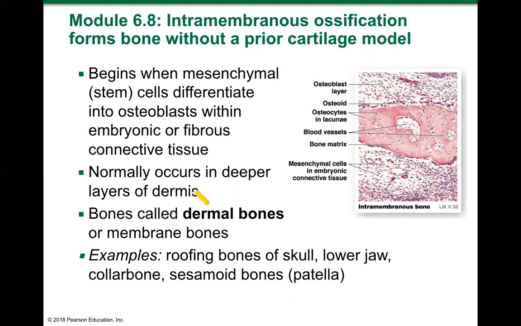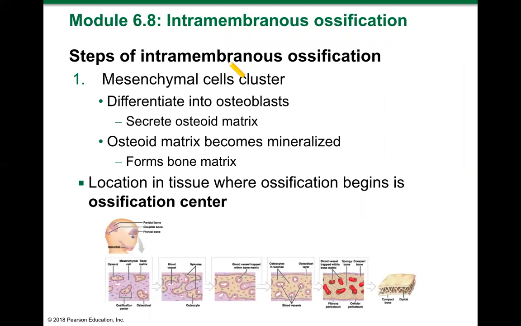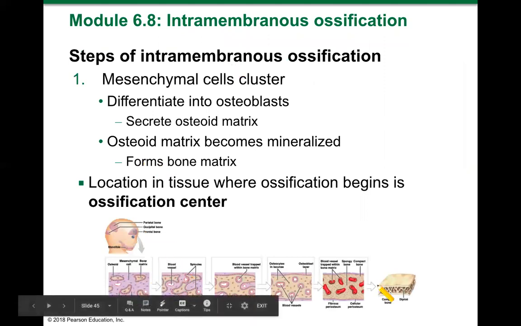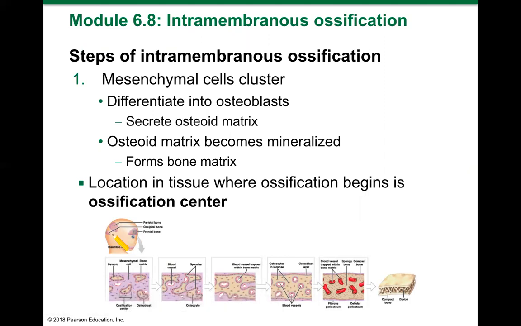So it's normally in the deeper layers of the dermis here. And here you can see the mesenchymal cells, okay? And then you can also see the bone in the middle here. So this is going to form a spongy bone. And here are the steps of intramembranous ossification. And again, it's in the flatter bones, the ones that don't have that diaphysis epiphysis structure.